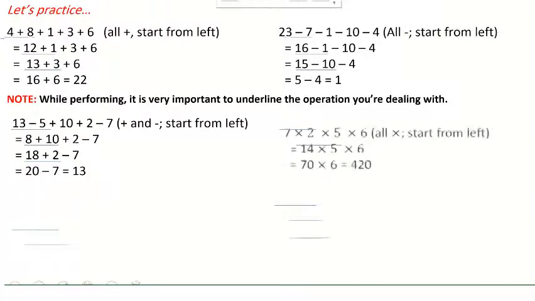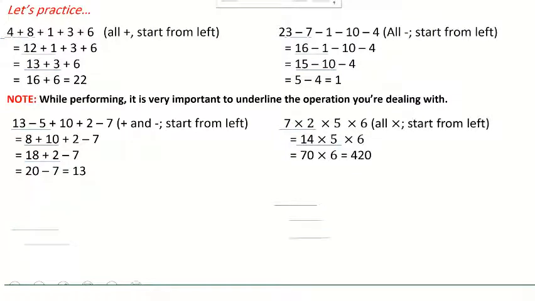Now, I have 7 times 2 times 5 times 6. All of them are multiplication. That means you have to start from left to right. So 7 times 2 is 14. 14 times 5, it's 70. And 70 times 6 is 420.